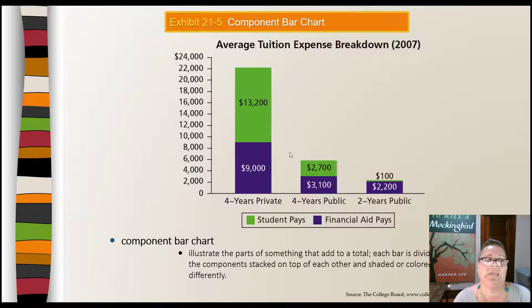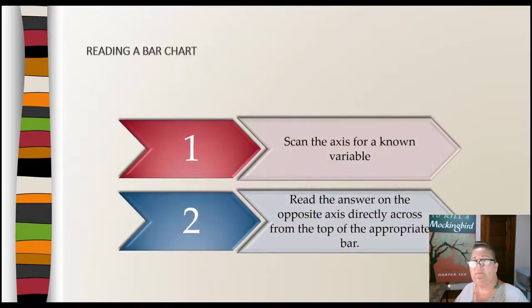$100. So yes, it's really nice to say that in a private school, your financial aid will pay $9,000 each year, but what you're missing is that the student portion is actually still much larger. Versus if you say to your public school, financial aid is paying $2,200, which is considerably less than $9,000, but the student's responsible for only $100. It's nice. So how do you read a bar chart?